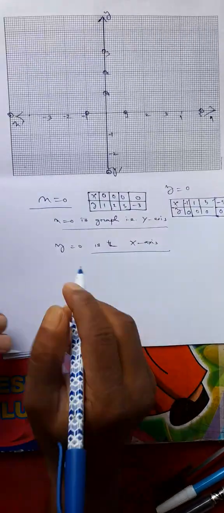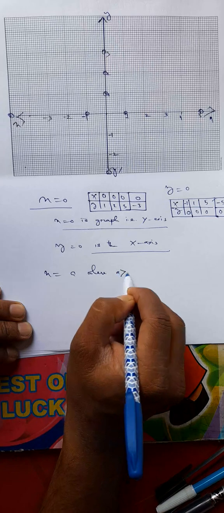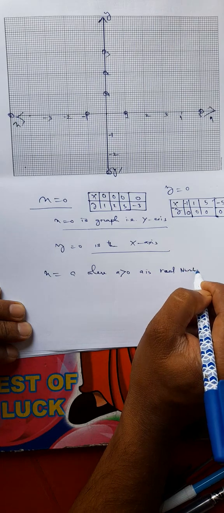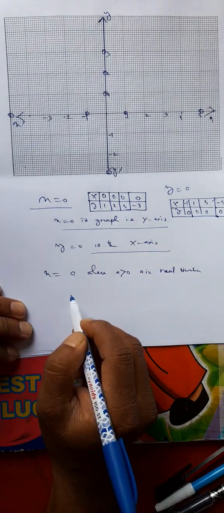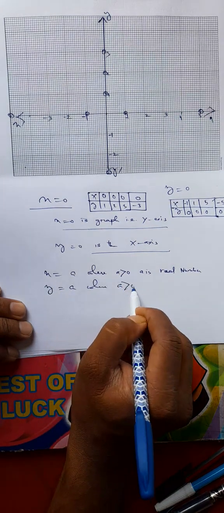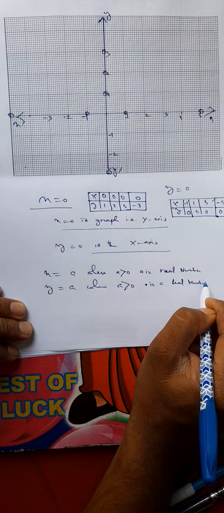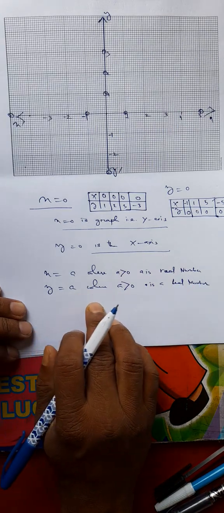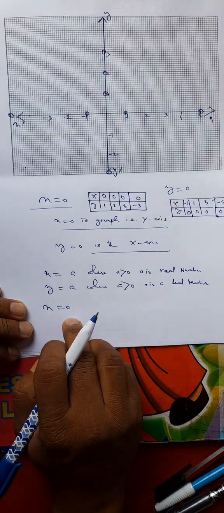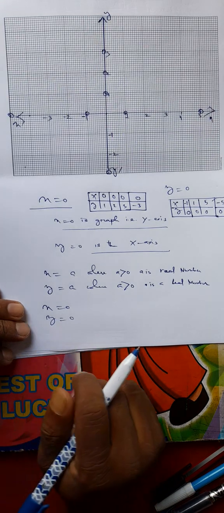So we conclude that when x equal to a, where a is a real number greater than 0, then it will be a line parallel to the y-axis. When y equal to a, where a is a real number greater than 0, then the graph of this equation will be parallel to the x-axis. When x equal to 0, this is a line representing the y-axis. When y equal to 0, this is the x-axis, right?